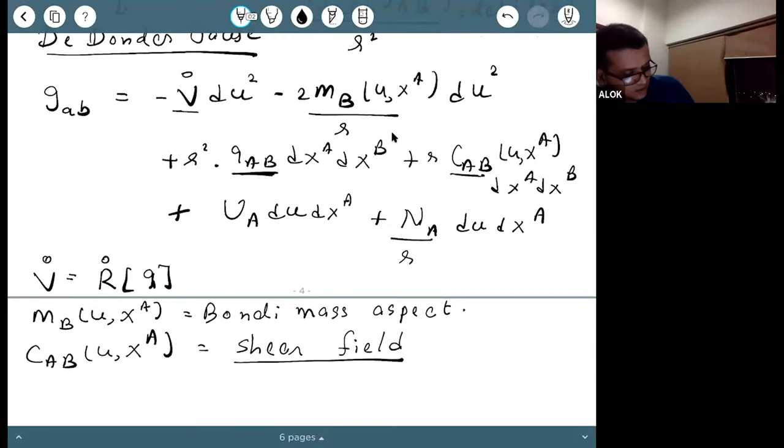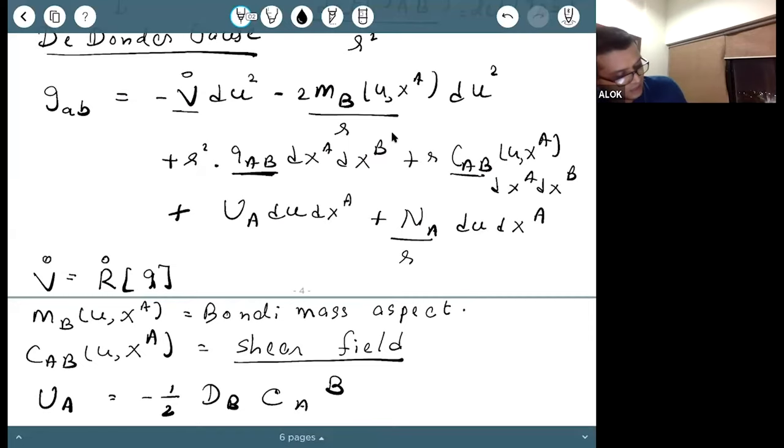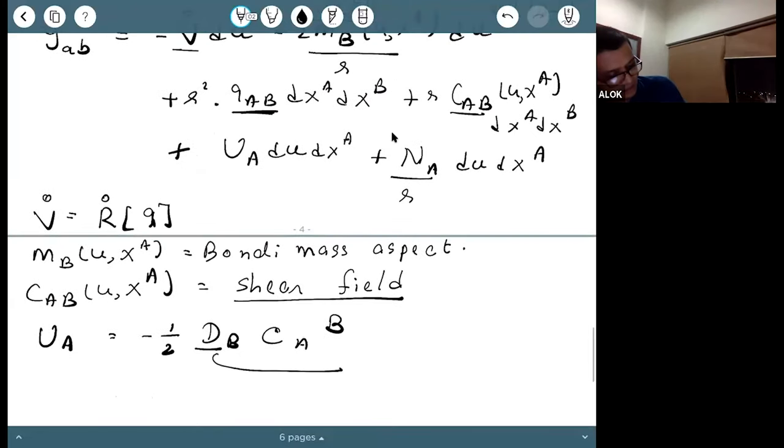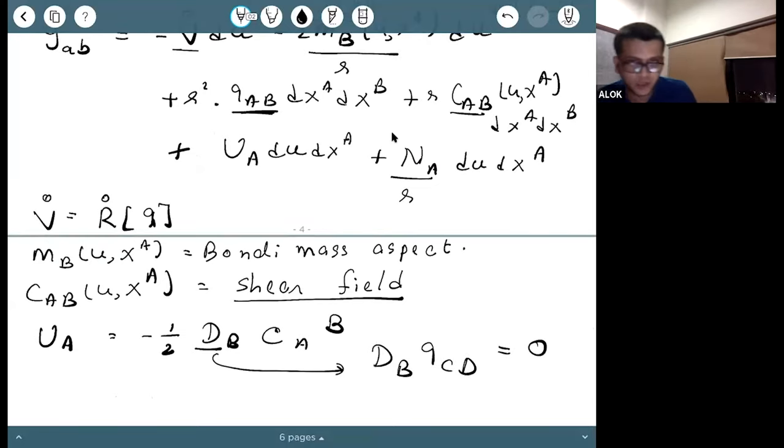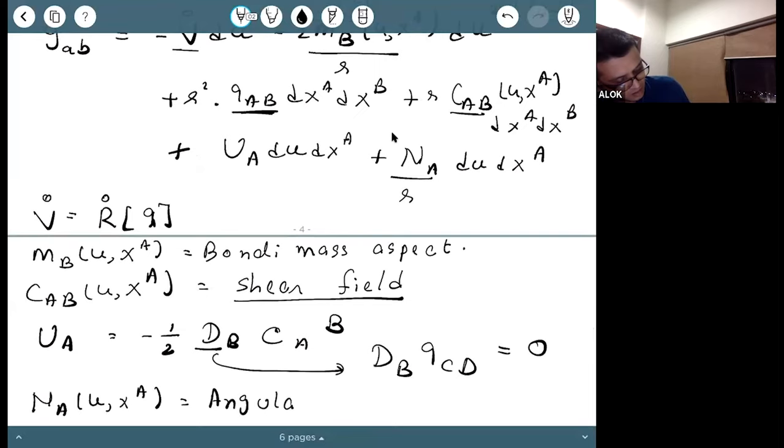The UA is actually not that important for us, but I had to write it because I wanted to introduce NA, which is more important for us. But anyway, I just write UA. So UA is just the divergence of the shear. Whenever I write capital D, it is just the derivative with respect to the sphere metric. That's the notation I use. And this NA is like the Bondi mass aspect, but it basically measures the angular momentum which is leaking out at fixed U and at a given angle.